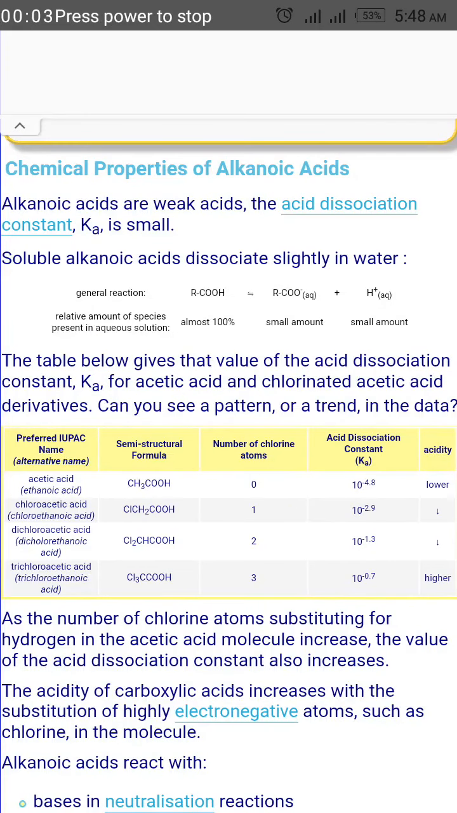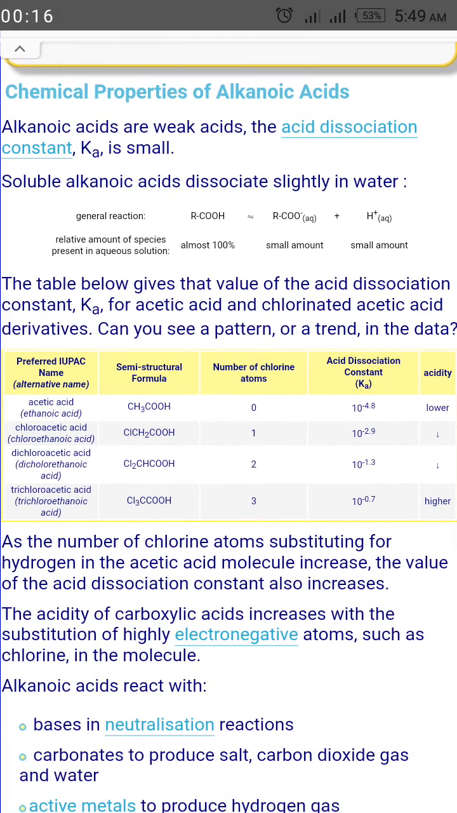So now let's look into the chemical properties of alkanoic acids. One thing to note is that the alkanoic acids are weak acids because the dissociation constant of alkanoic acid is small. So all organic acids, alkanoic acids, are what? Weak acids. Please note that.